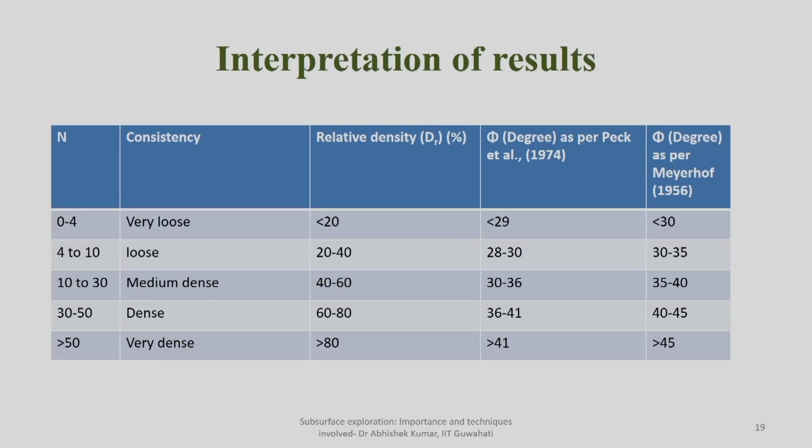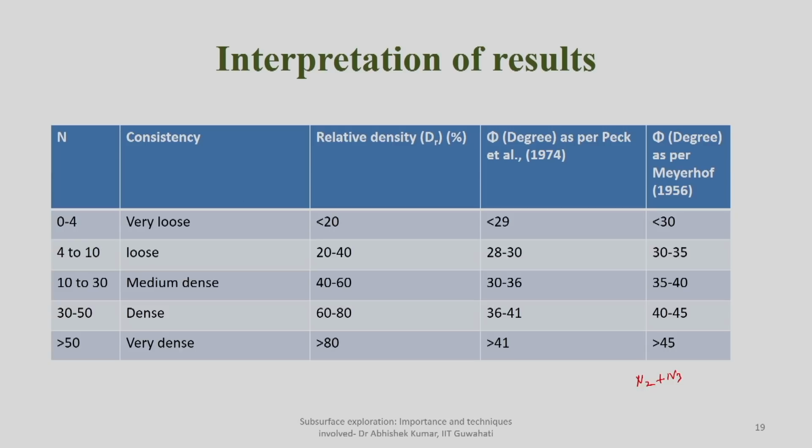So, once you do the test, when you go for the final N value reporting, you will report N2 plus N3. First N1 you will not consider, because the depth in which you are penetrating the first 150 mm mostly contains vegetation and other filled up material. So, generally we report the number of blows for the next two 150 mm penetrations.